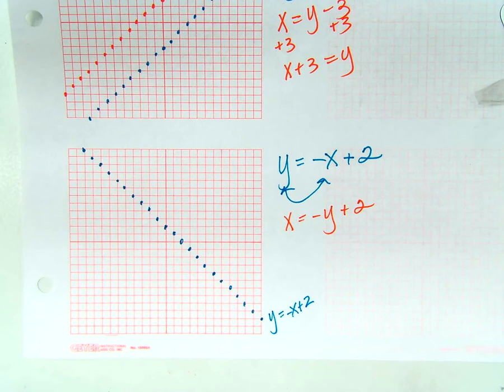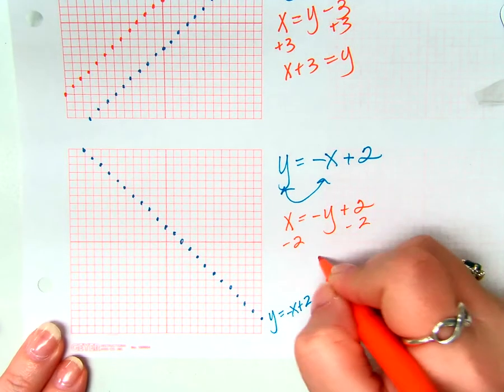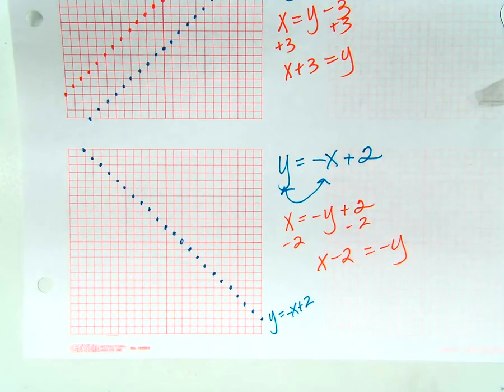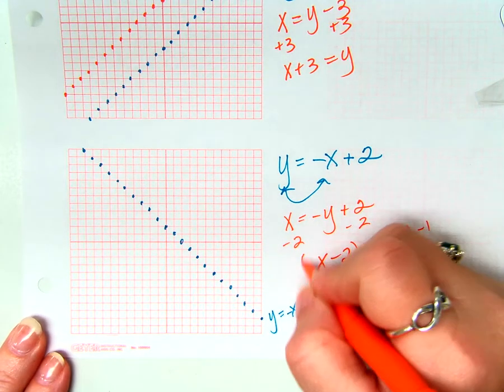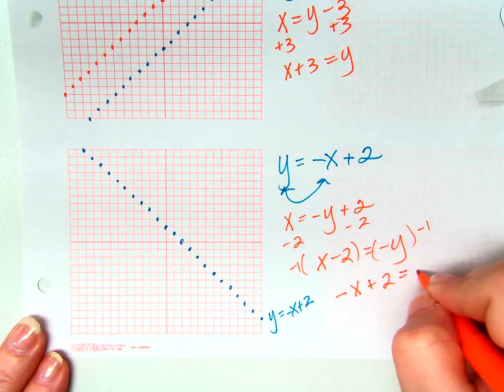So how do I solve for y? Good. Subtract 2 from both sides. X minus 2 equals negative y. And then multiply both sides by negative 1. So I get negative x plus 2 equals y.